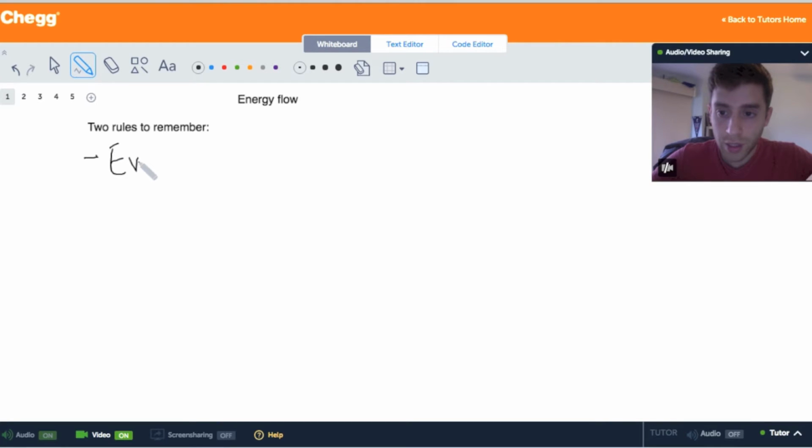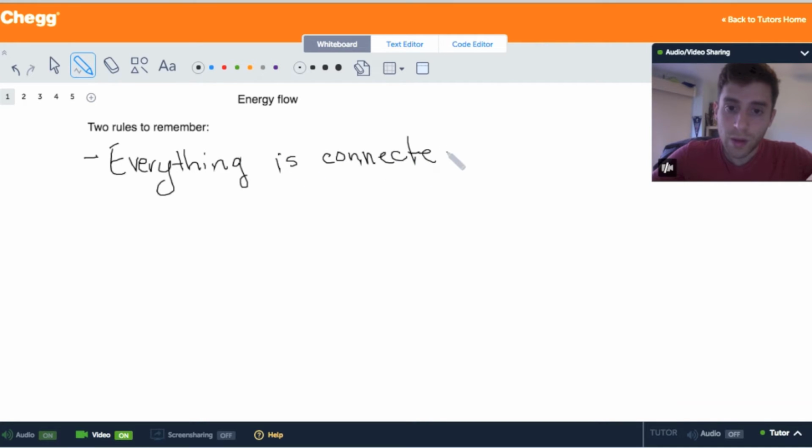So two rules to remember, very important in ecology. First, everything is connected. Ecosystems want to remain in equilibrium, in that homeostasis state where everything is stable. So everything is connected to everything. Whether it be plants or animals, they all rely on each other in a certain way. The entire stability of the ecosystem relies on certain functions, and these functions are carried out by the species within that ecosystem. So everything plays a specific role in an ecosystem to keep it stable.